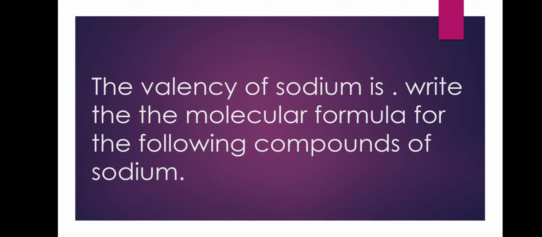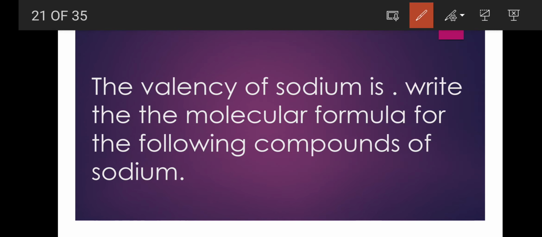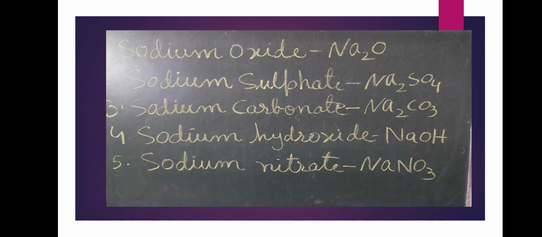Clear? 1 I have not written by mistake, it is left here. So 1. Write the molecular formula for the following compounds of sodium. So remember the valency of sodium is 1. So sodium oxide, what it will be? Na2O. Sodium sulfate, it will be Na2SO4. Sodium carbonate, it will be Na2CO3. Okay. Then sodium hydroxide, NaOH. Sodium nitrate, NaNO3.